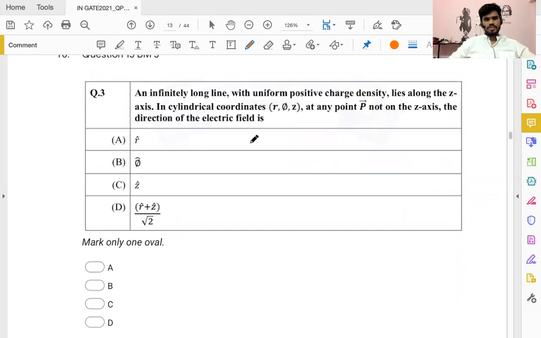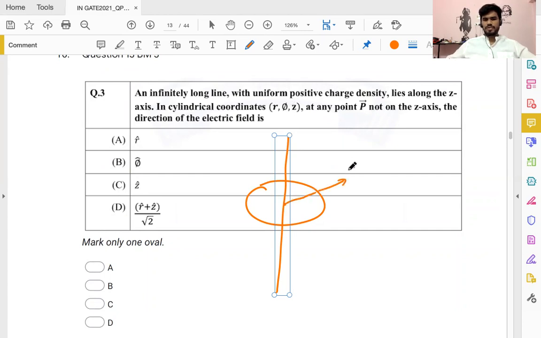Okay, it might look out of syllabus, but did anyone read the question? It says we have this thing aligned along the wire along this direction. By symmetry, we know the electric field should be radially out. This is the direction of electric field. So this is your z direction. That's the direction of the wire.